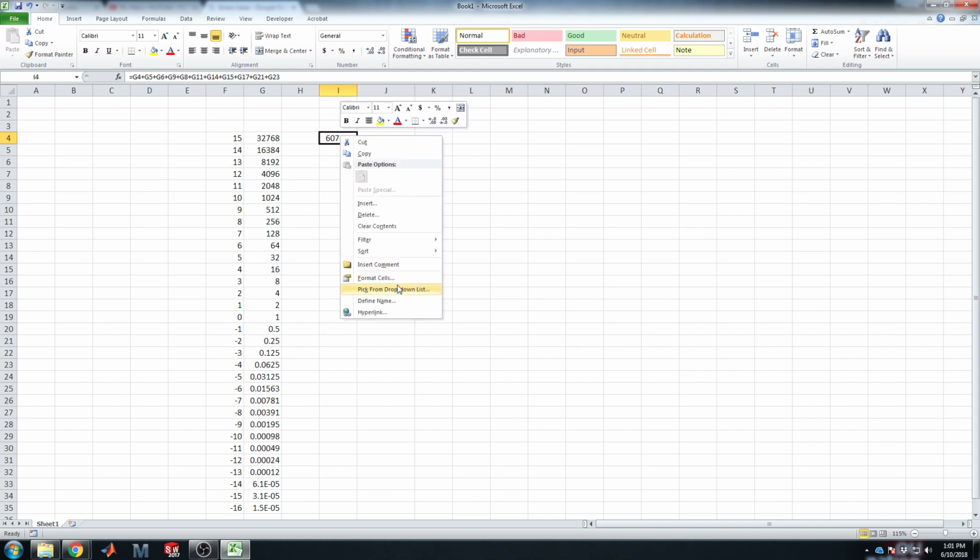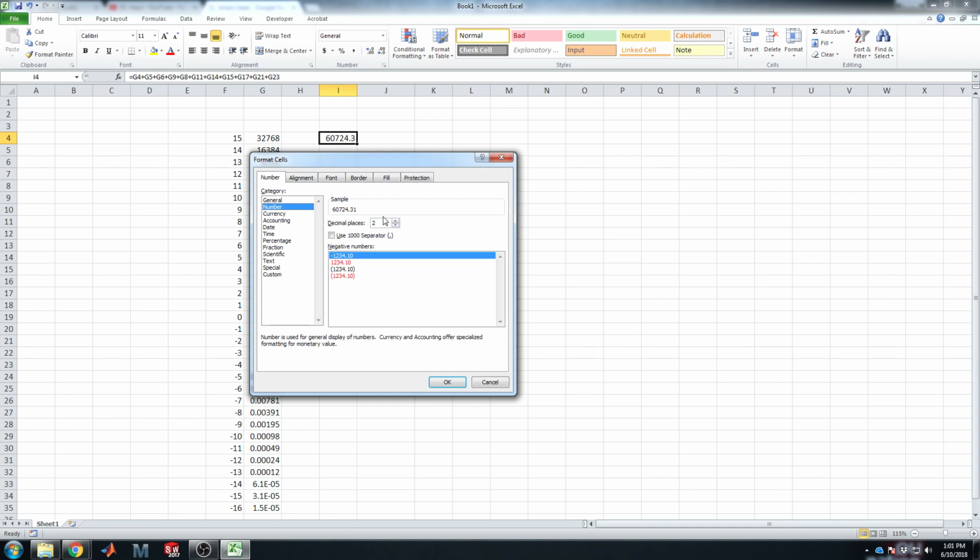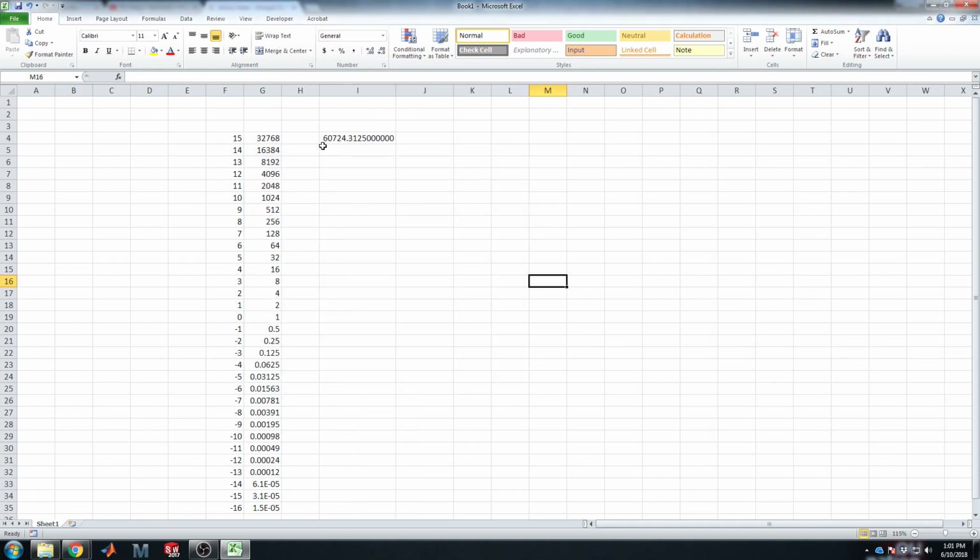But if you notice, this is an Excel type gotcha. So if we go to formatting and have it actually show us the rest of the precision that Excel is calculating, you see that it's actually representing that number exactly as the textbook describes. 60,724.3125. So that is the binary representation.